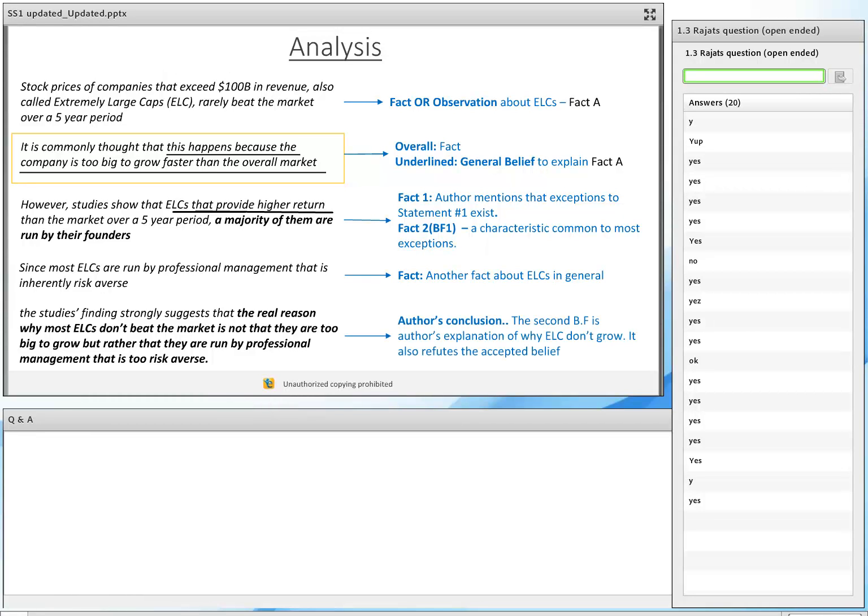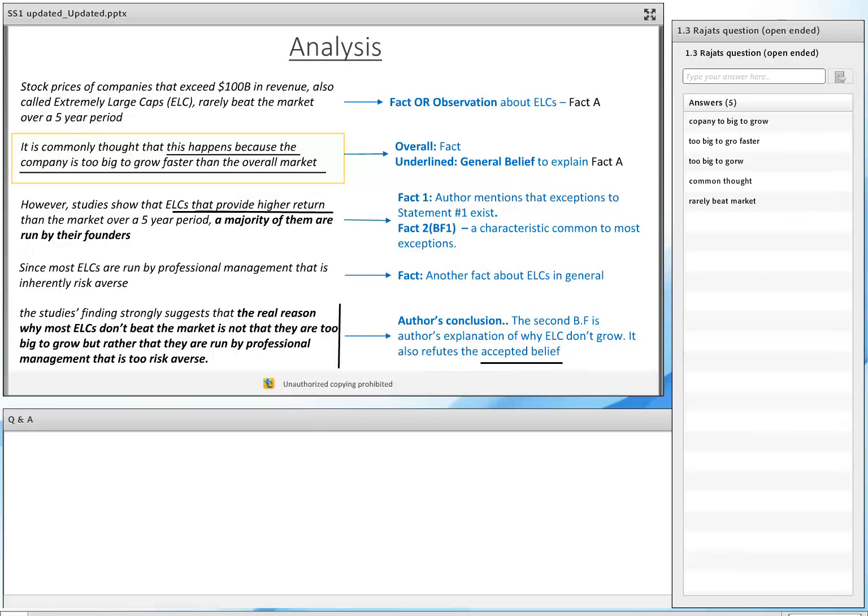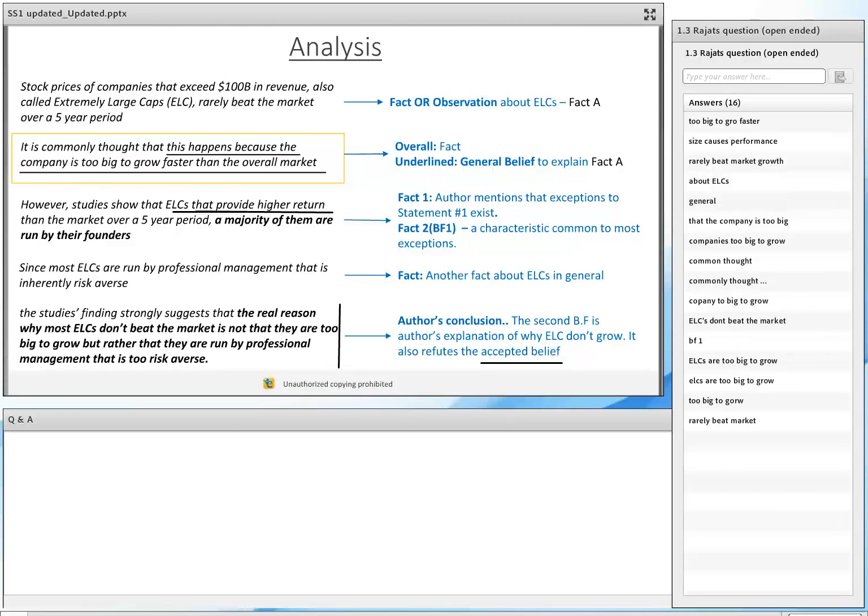What is this? This is the author's conclusion. The second boldface is the reason why the author believes that ELCs don't grow or don't beat the market. And when you think about it, this reasoning over here refutes the accepted belief. What is the accepted belief? What is this accepted belief that I'm talking about, guys? The accepted belief is that ELCs are too big to grow. Yes, size causes performance. Although I wouldn't really put it that way, but yeah, you get the common thought.